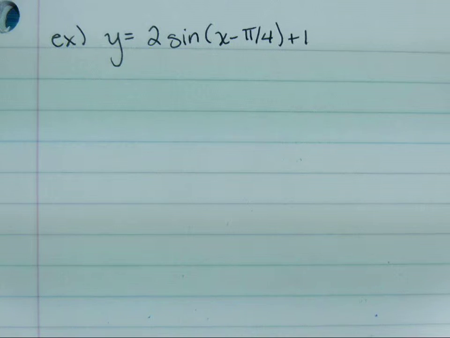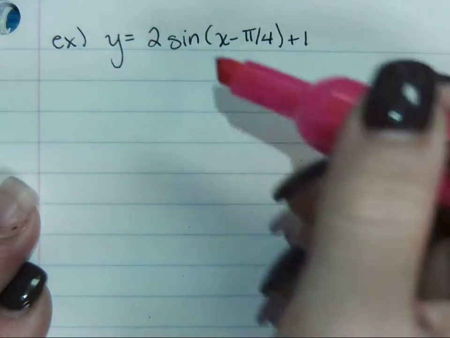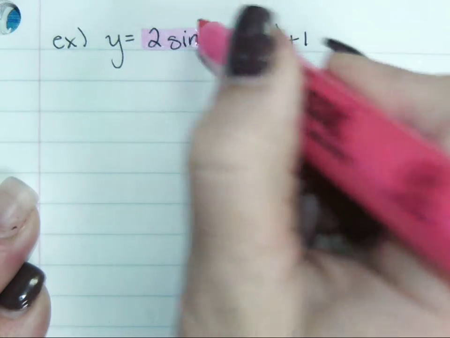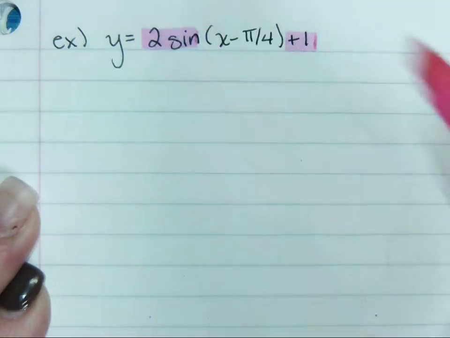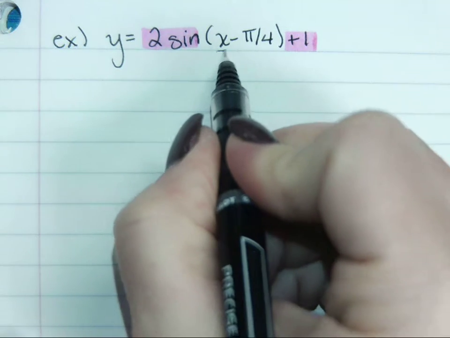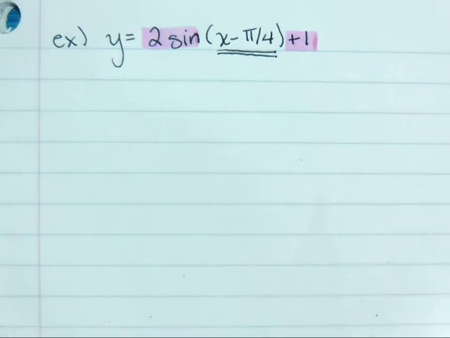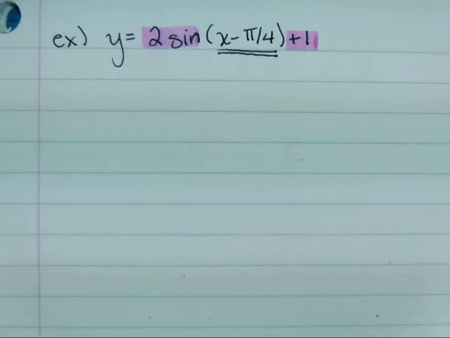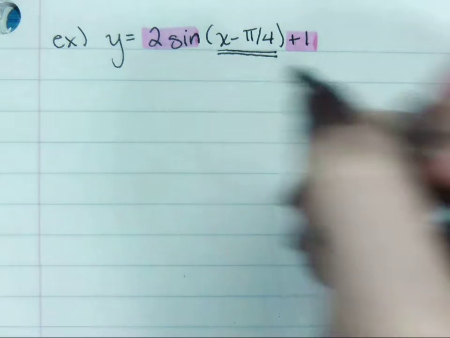And so you want to recognize that anything that is happening on the outside of the sine function is going to happen to the output values in terms of their order of operations. And anything happening inside the parentheses here is going to be done to the input or your x or your theta. So let's look at creating a chart.